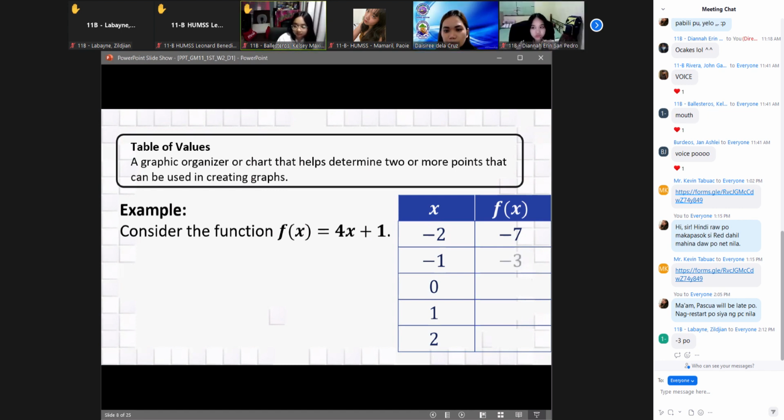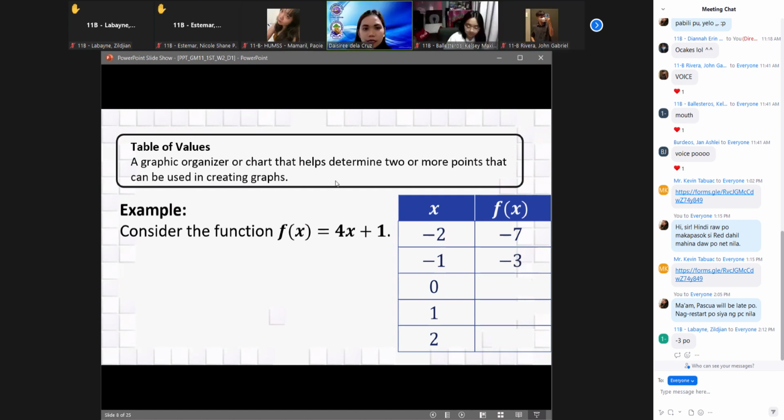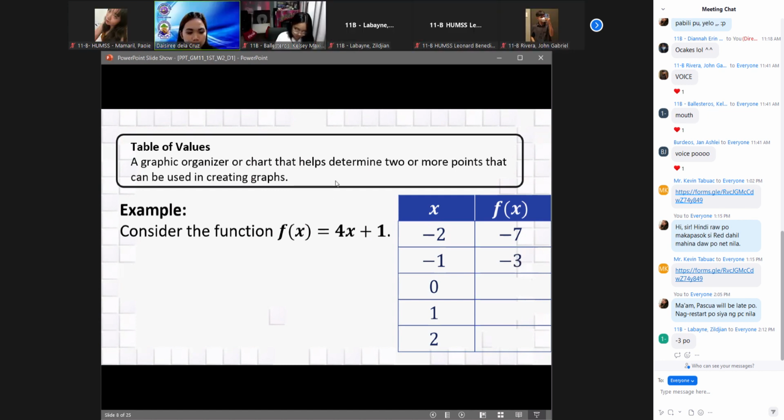-3. Okay, so we have -3. Again, if we are going to substitute, so we have the function f of x is equals to 4x plus 1. So again, to find what is the answer for the output, all we have to do is to substitute yung value ng x doon sa function. Again, lahat ng x, papalitan lang natin ng -1.